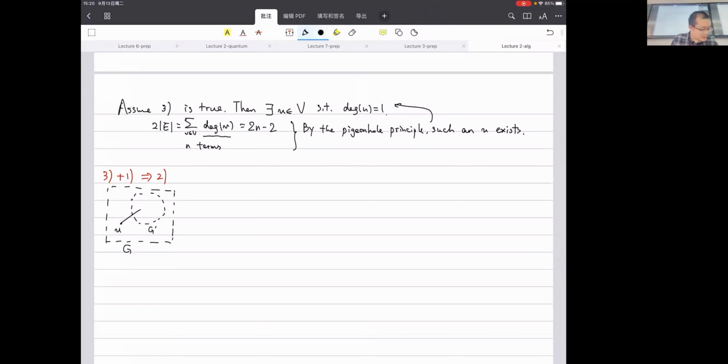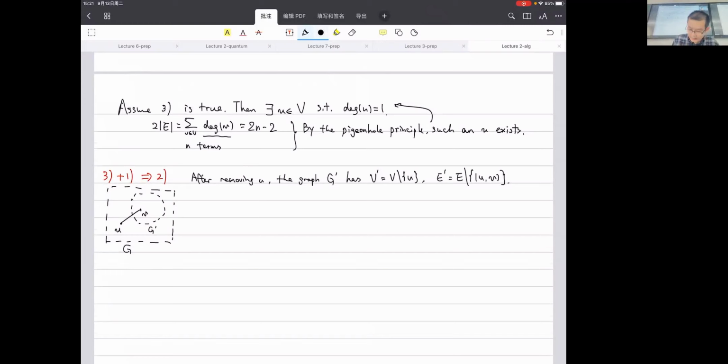Continuing with the discussion, let's assume both 3 and 1 are true. After removing U, we consider the graph G prime. The graph G prime has V prime, which is V with the vertex U taken out, and also E prime, the edge set where we take out a specific edge UV. There should be a V here.